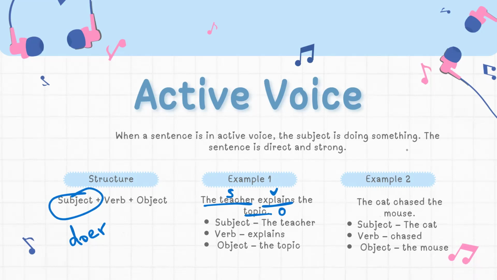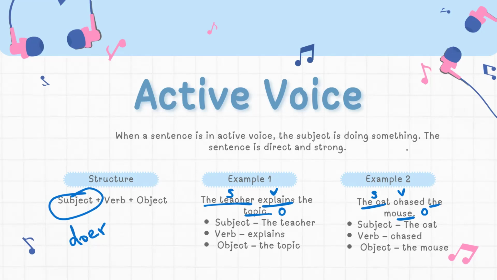Another example for you: the cat chased the mouse. Here, the cat is the subject, chased is the verb, and what it chased, the mouse, is the object. So in these examples, it is quite evident that in active voice, the subject is active, which is doing the action, the doer of the sentence. It usually flows in this order: subject, verb plus object. I hope it is very clear to you.